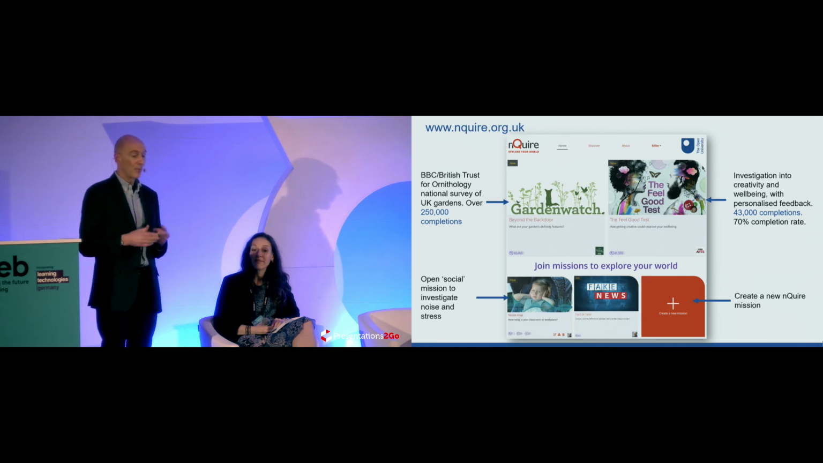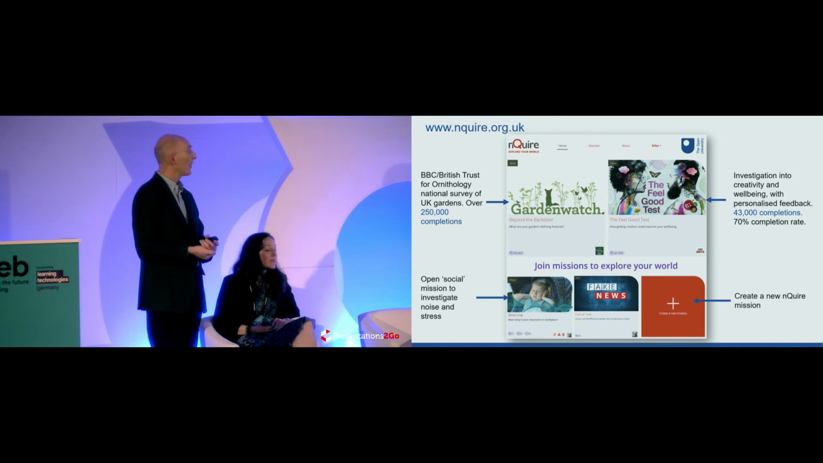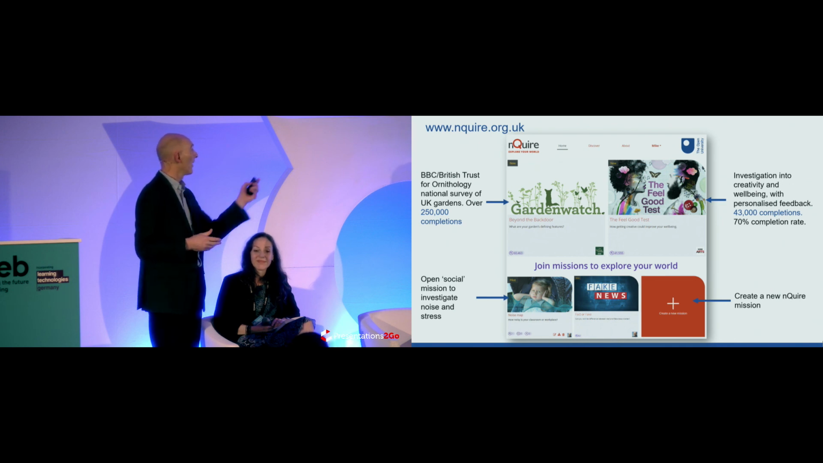And here are some of what we call missions on the nQuire platform. The one on the top left was a national survey of British gardens. It's the first time that we've ever had in the UK a survey of British gardens, the wildlife, because it's difficult to do. You need to get hundreds of thousands of people involved, and we did. We had 250,000 people who contributed to that survey. The one on the top right was an investigation into creativity and well-being, providing personalized feedback with 40,000 completions.